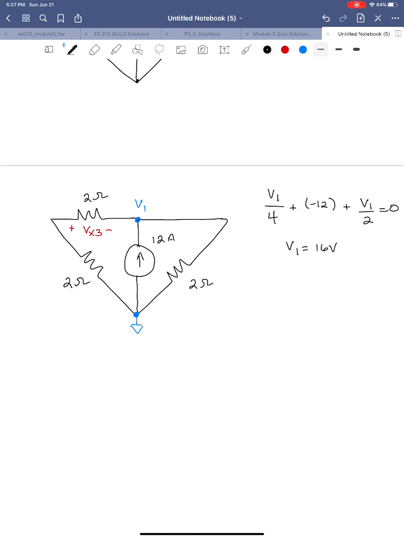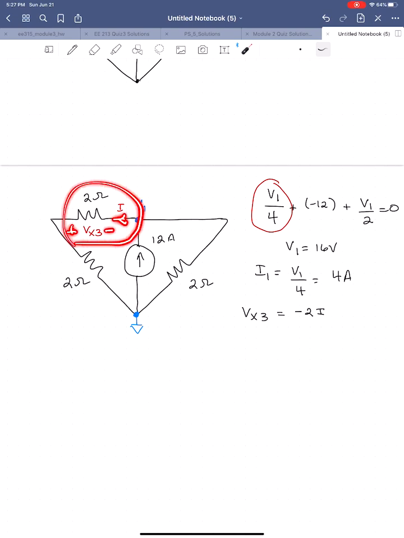We can solve for the current flowing in this direction, because it's sitting right here in our nodal equation. I'm just going to call that current I. I is equal to V1 over 4, which is equal to 4 amps. So Vx3 is equal to 2 times I, although we have to put a minus sign in front because the current I flows from minus to plus with respect to that voltage. So Vx3 is equal to minus 8 volts.